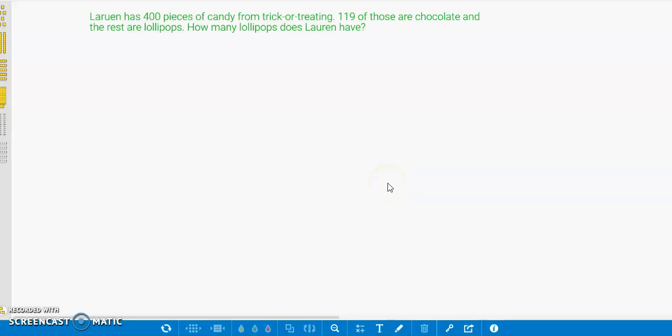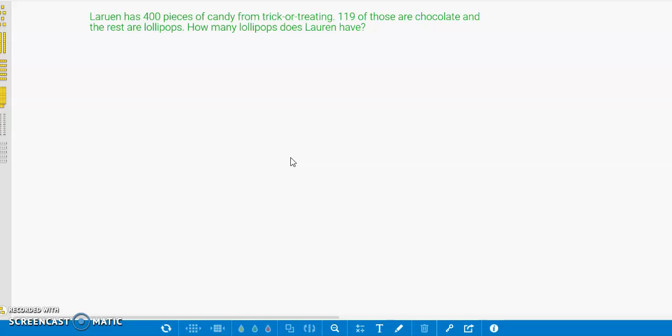Good morning, friends. Today we are going to be looking at a story problem and figuring out how to decompose with our base 10 blocks and using the standard algorithm. So let's go ahead and begin and read our story problem together.